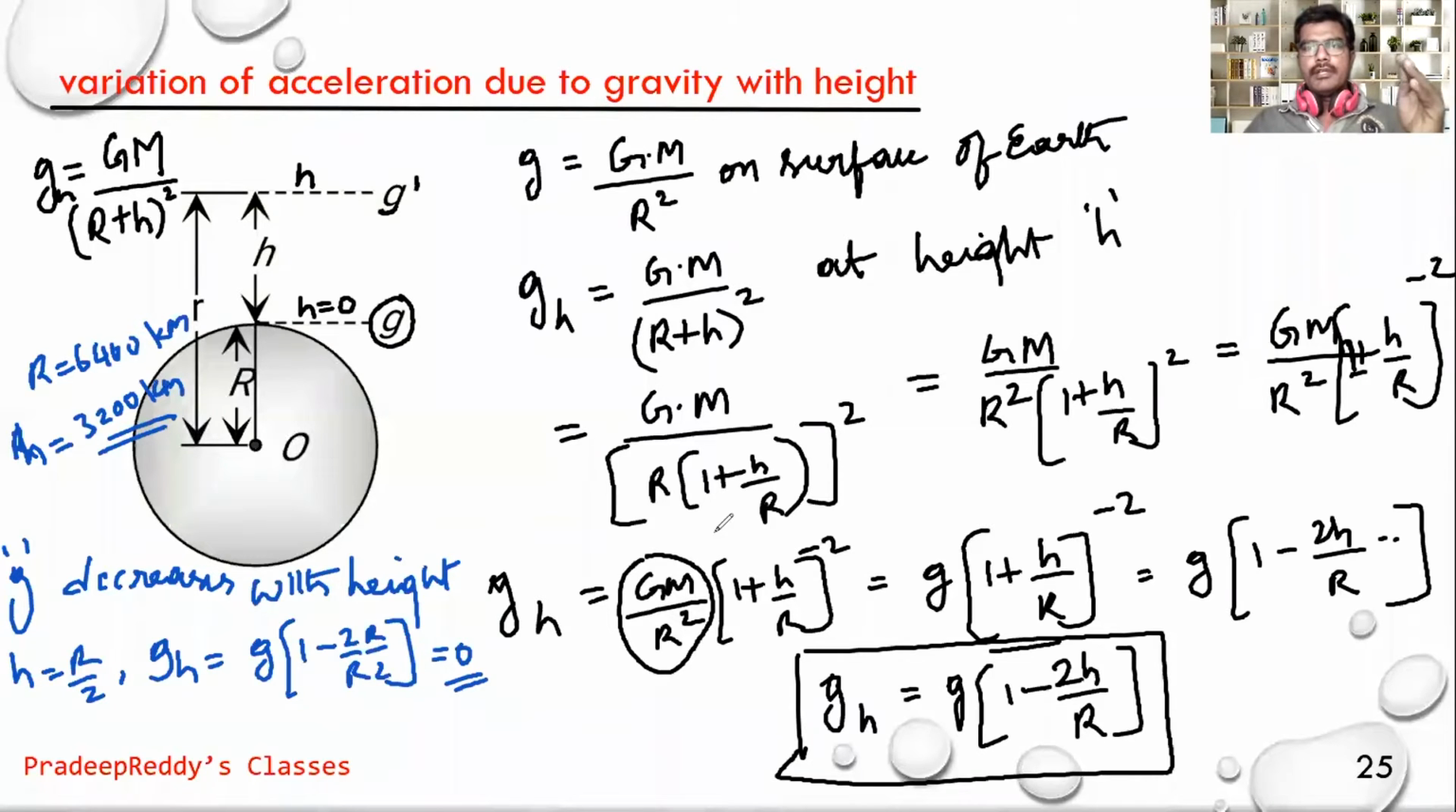At that distance, acceleration due to gravity will be 0, and beyond that height you will be pulled towards another planet, because as you move away from the planet earth, you will be going towards another planet which is closer. So that planet will attract you rather than earth. That is the reason why, beyond 3200 kilometer, you will be pulled towards the other planet.